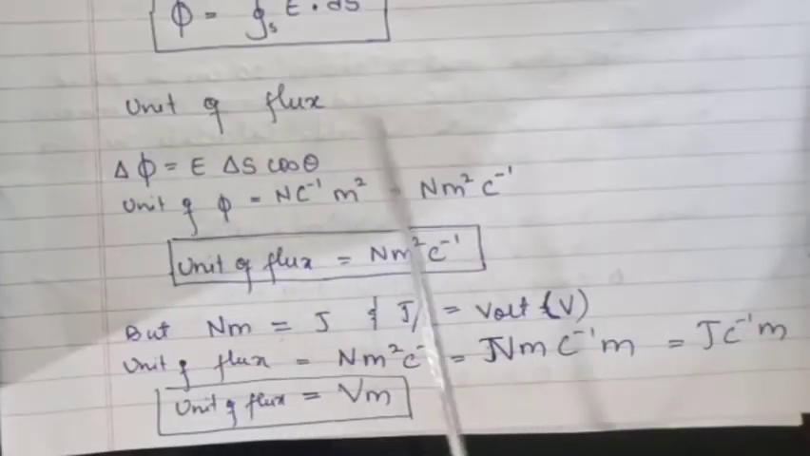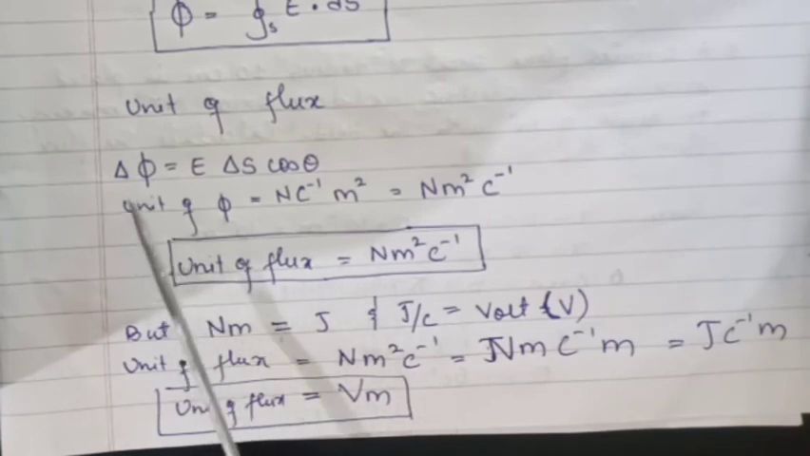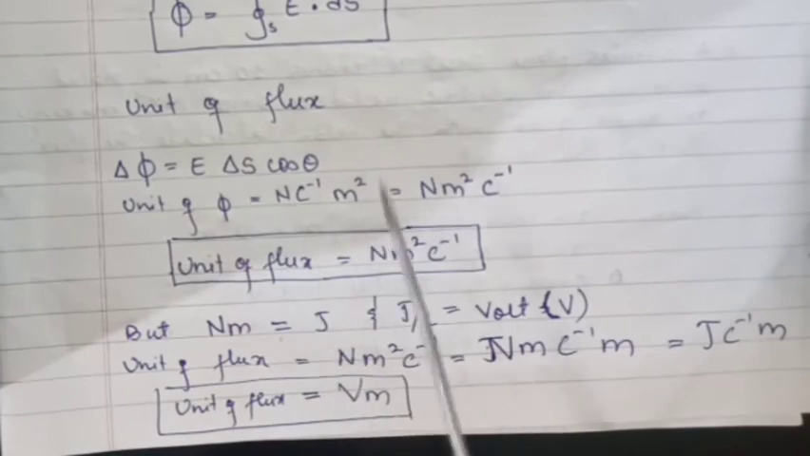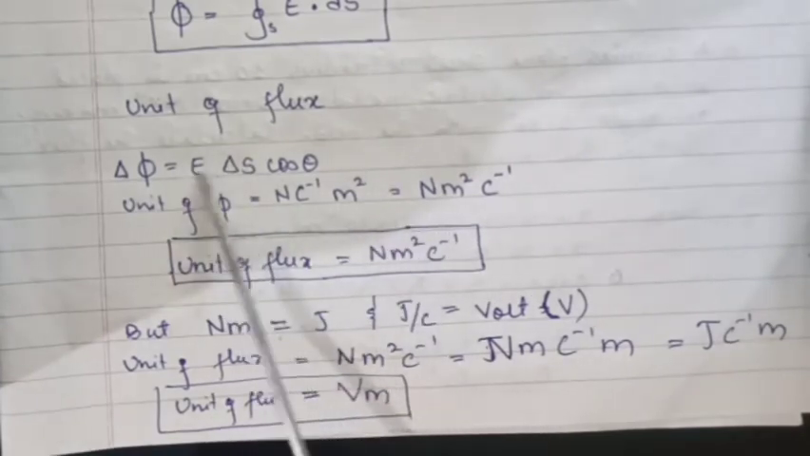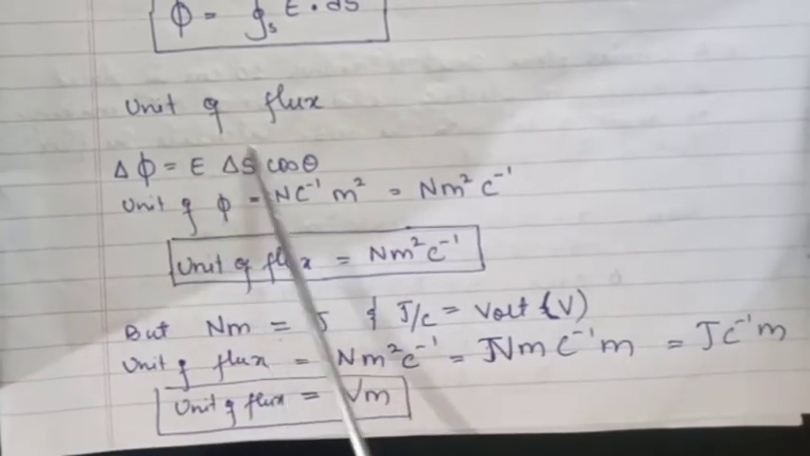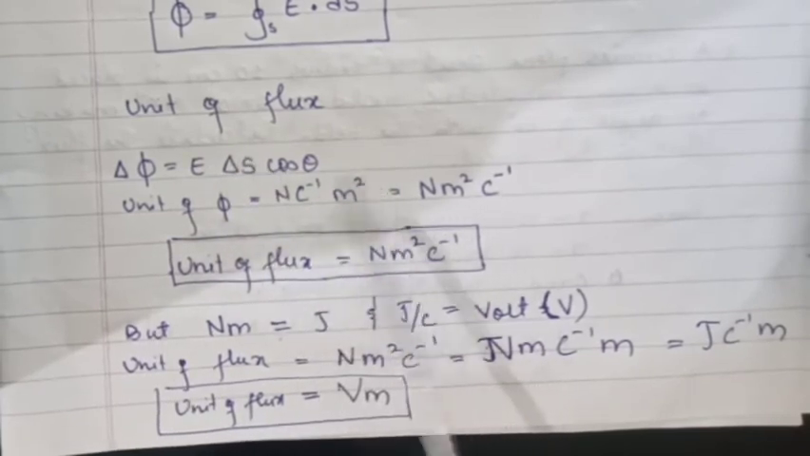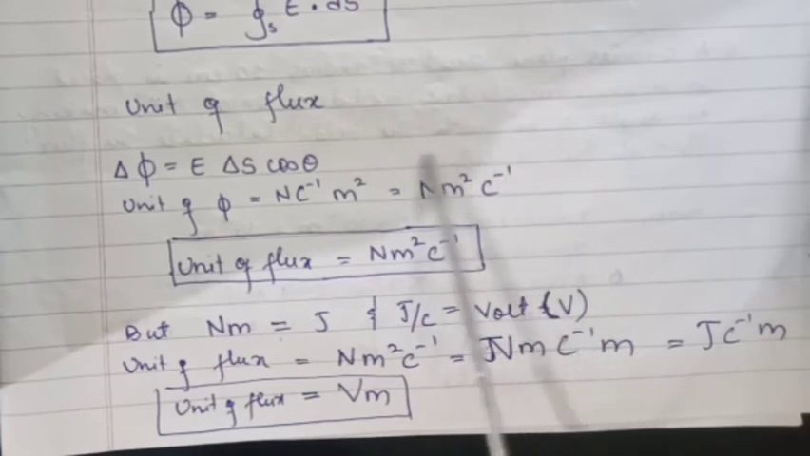Now unit of flux. So the formula for flux is delta phi is equal to E delta S cos theta. So we have to put the unit for electric field and area. So for electric field it is Newton per coulomb, and for area it is meter square. So unit of flux is Newton meter square per coulomb.